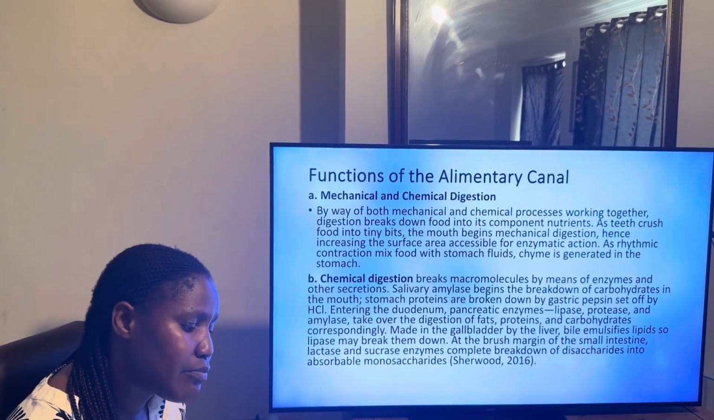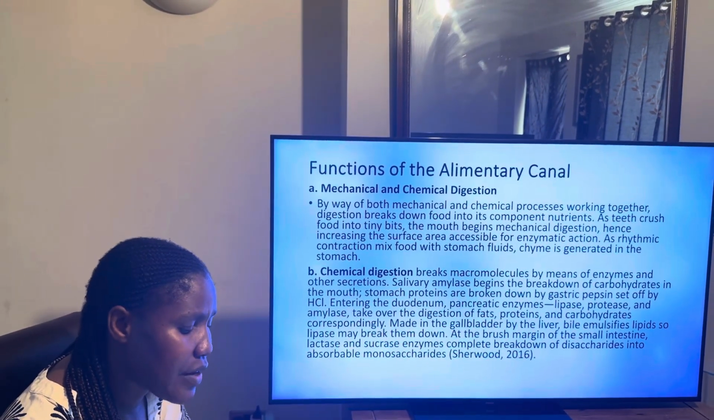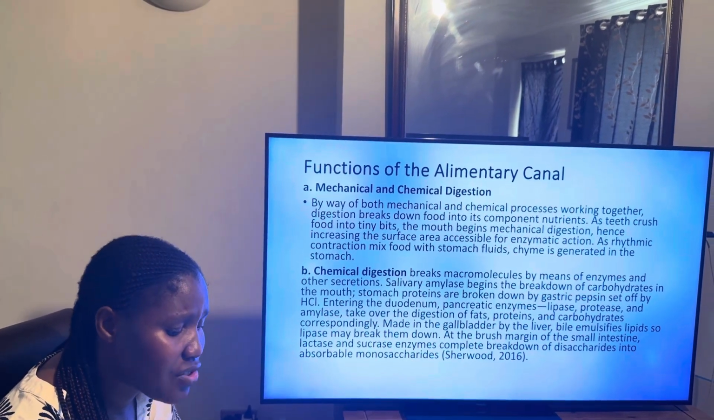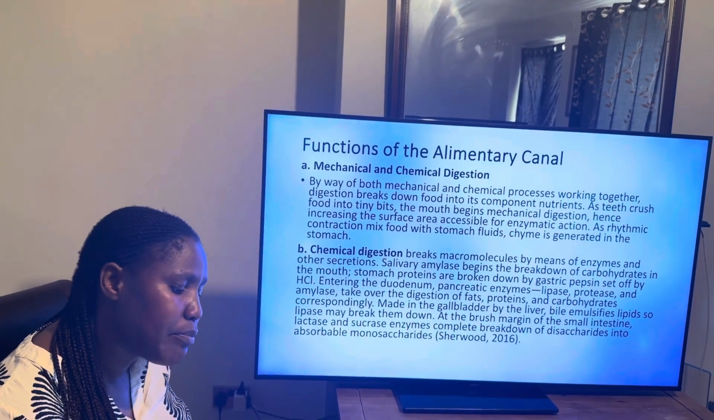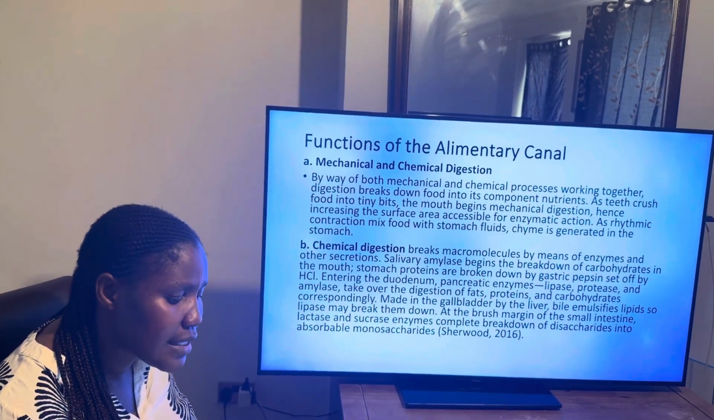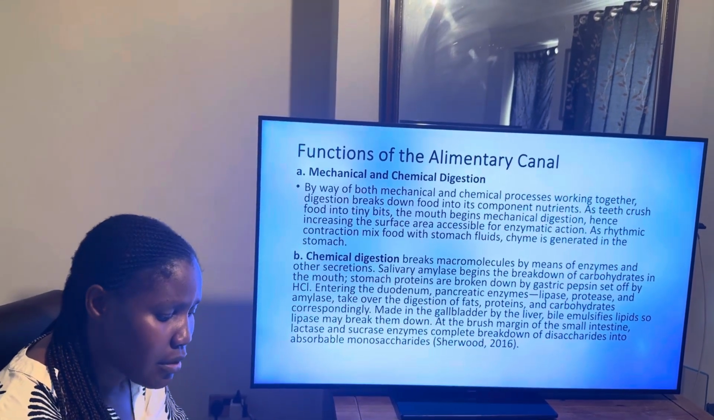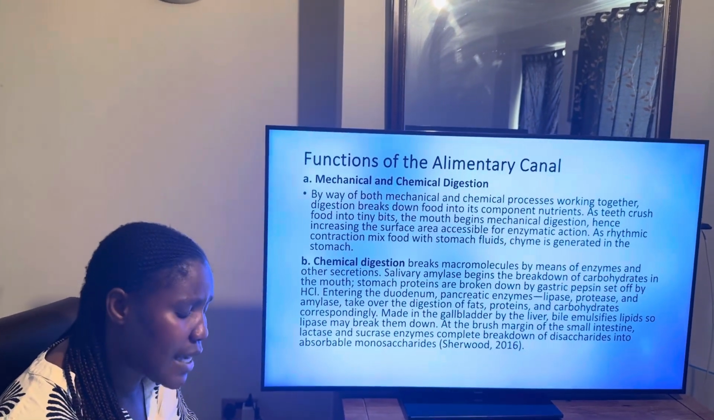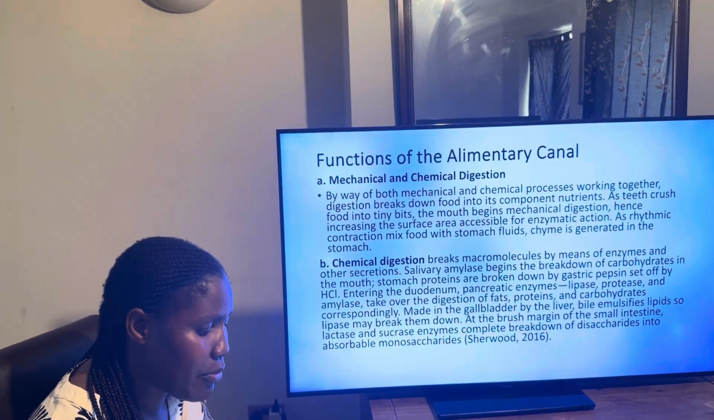Chemical digestion breaks down macromolecules by means of enzymes and secretions. Salivary amylase begins to break down the carbohydrates in the mouth. Stomach proteins are broken down by gastric pepsin set off by hydrochloric acid. Entering the duodenum, pancreatic enzymes, lipase, protease, and amylase take over the digestion of fats, proteins, and carbohydrates correspondingly. Made in the liver and stored in the gallbladder, bile emulsifies lipids. Lactase and sucrase enzymes complete the breakdown of disaccharides into absorbable monosaccharides.